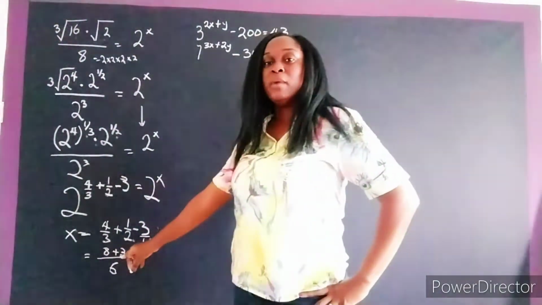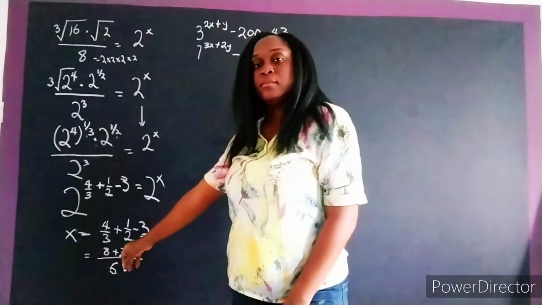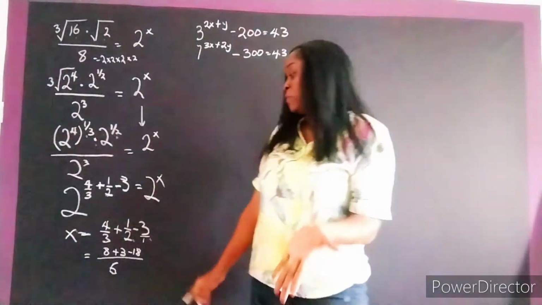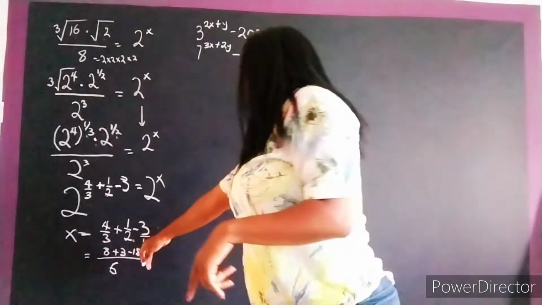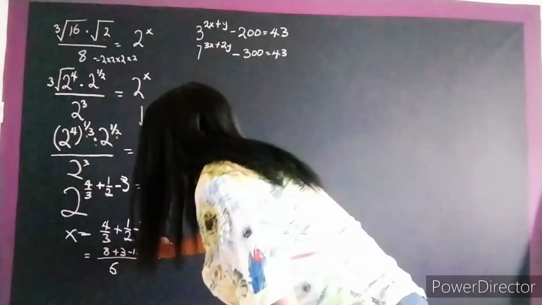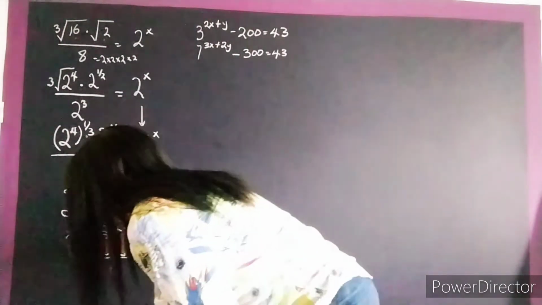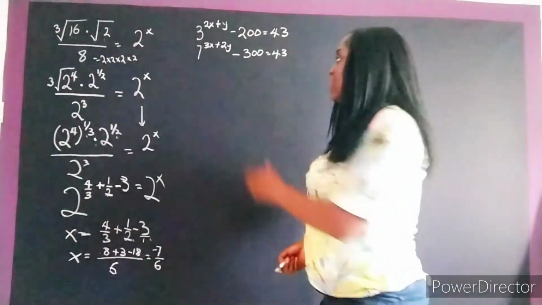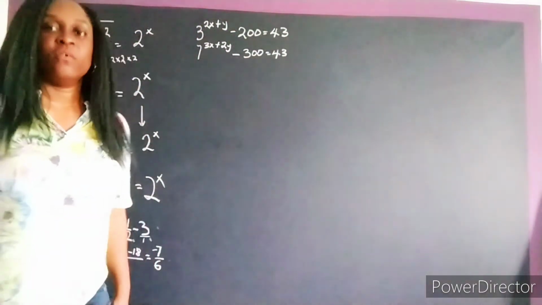So if we add this up, what do we have? According to board maths, you have to add the positive terms before you go to the negative. 8 plus 3 gives us 11. And then 11 minus 18 gives us minus 7, because 18 is larger than 11. So 18 minus 11 is 7, and because 18 is negative, the answer will be negative. So the value of x at the end of the day is minus 7 all over 6. That's how we get the value of x in our problem.